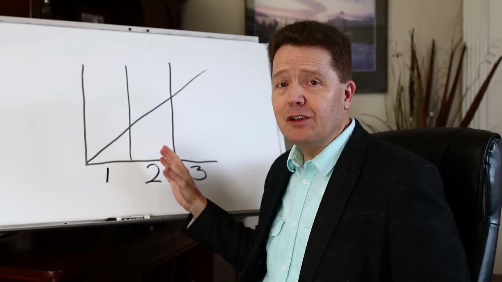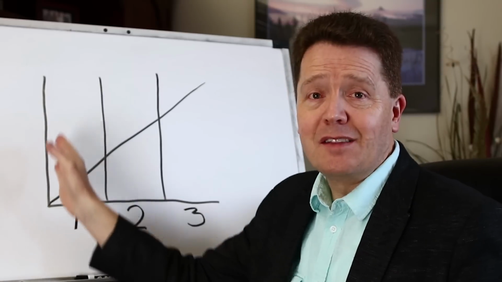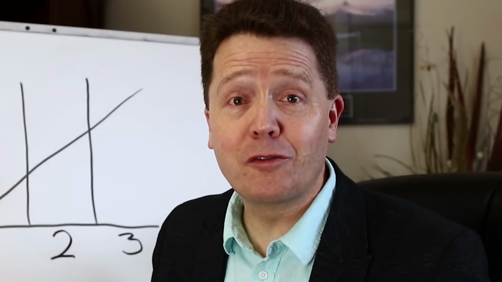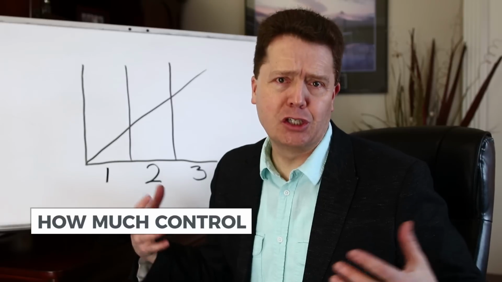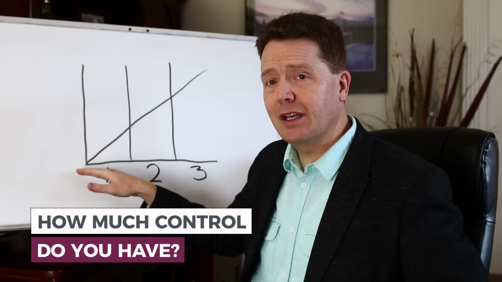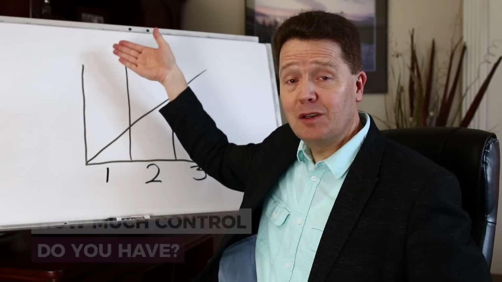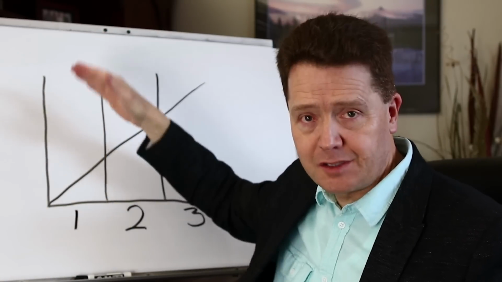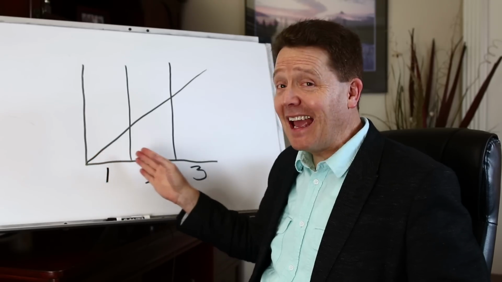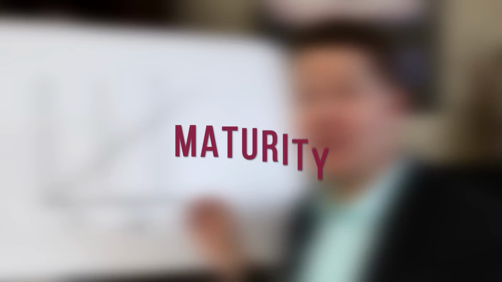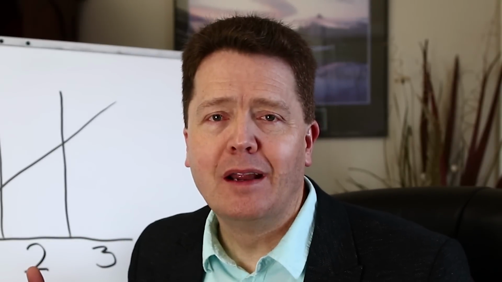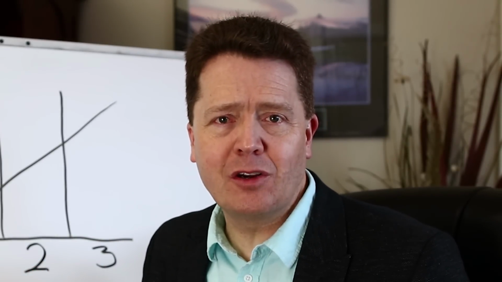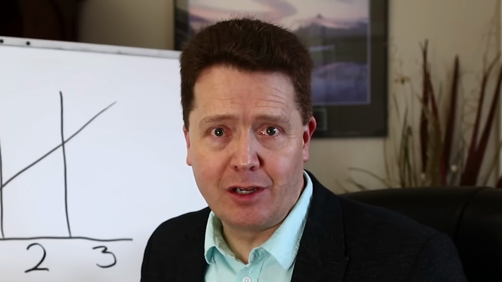So as a quick review, on this axis, on the up and down axis, we've got control, meaning control over your own life. How much control do you have? And it goes from 0 control up to 100% control. So you can have all of it or none of it or somewhere in between. Now this x-axis is all about maturity. How grown up you are. The most common way to think about maturity is in terms of age.